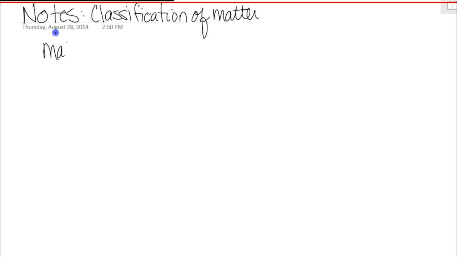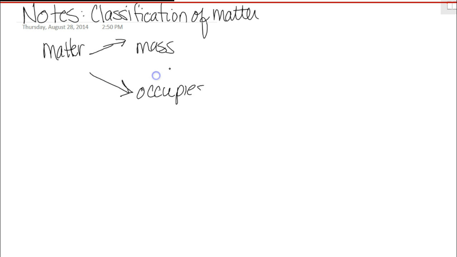So we have matter, right? That's everything that's not energy. And all matter has two characteristics. The first thing is that it has mass, and the second is that it occupies space. And that name for what it's occupying space, that's the volume. We can measure how much space it occupies by measuring the volume. Mass, as we defined earlier in the course, is how much stuff you have. So it has mass and it occupies space.